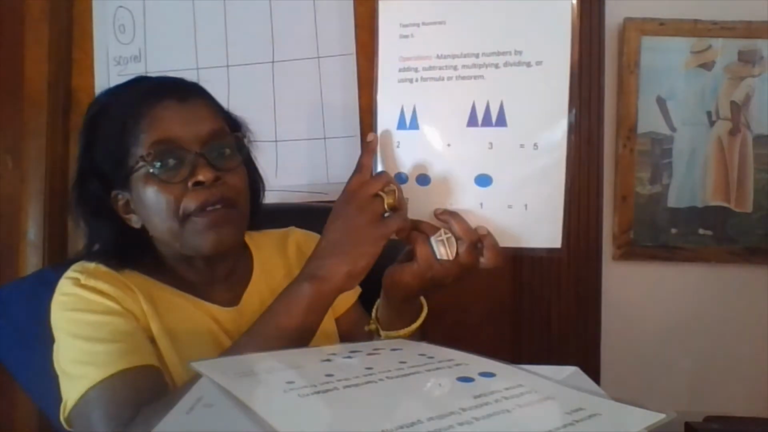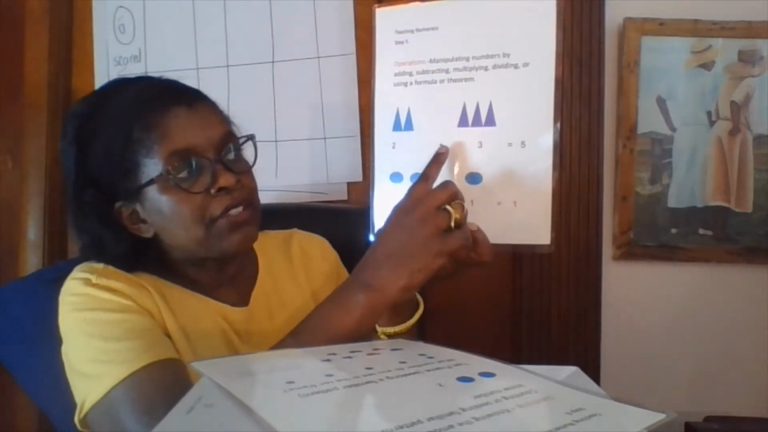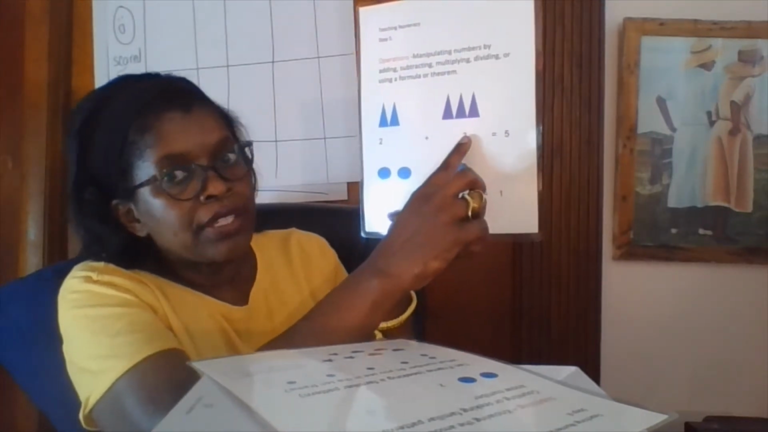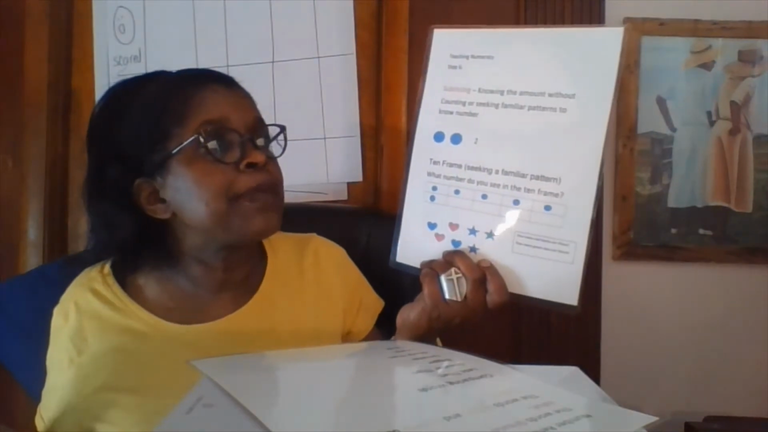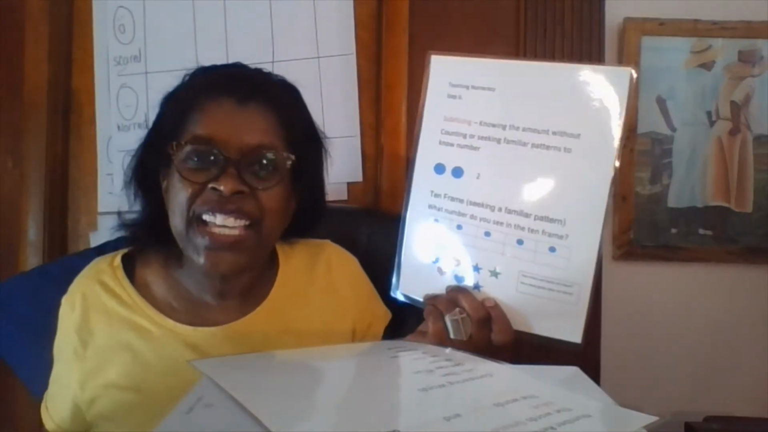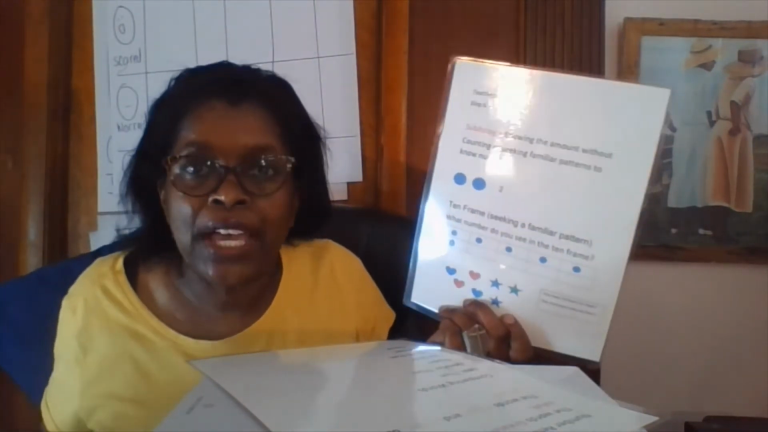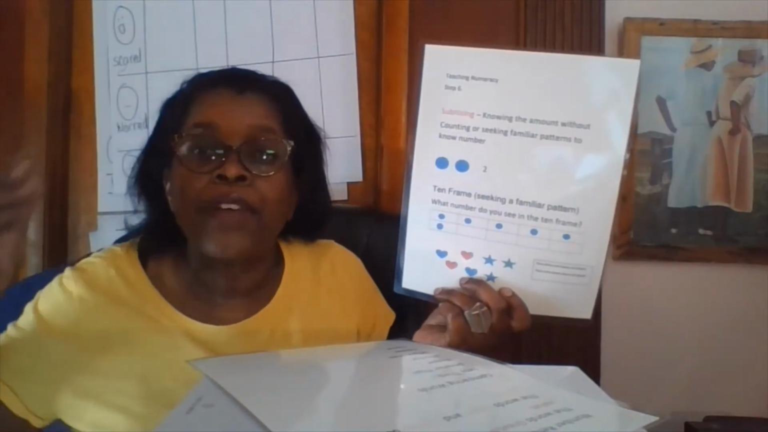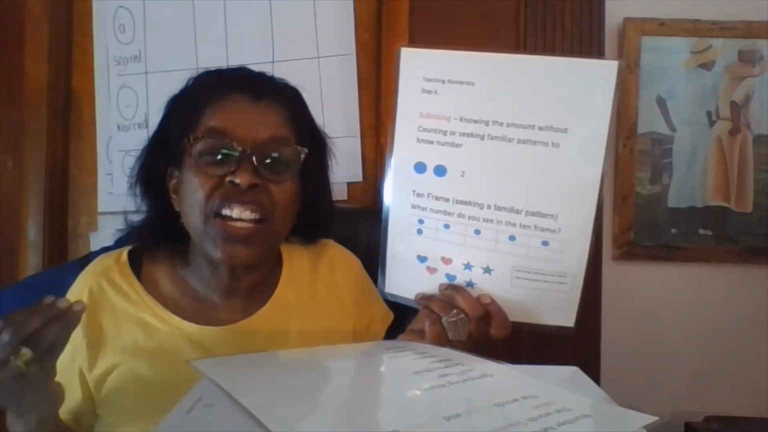For example, if we have a set of 2 and we add it to a set of 3, it equals a new set of 5. Then once children have that, they can do subitizing. Subitizing is when they're so confident they don't even have to count. They look at a set like this and say 2. Or if they see this, they say 3. They've already developed a concrete concept of that number in their mind.